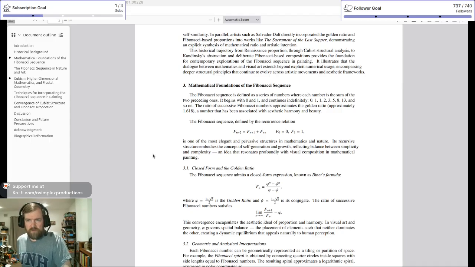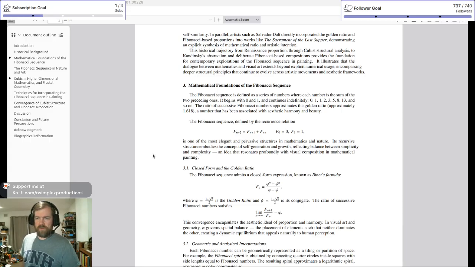This historical trajectory from Renaissance proportion through Cubist structural analysis through Kandinsky's abstraction and deliberate Fibonacci-based compositions provides the foundation for contemporary explorations of the Fibonacci sequence in painting. It illustrates that the dialogue between mathematics and visual arts extends beyond explicit numerical usage, encompassing deeper structural principles that continue to evolve across artistic movements and aesthetic frameworks.